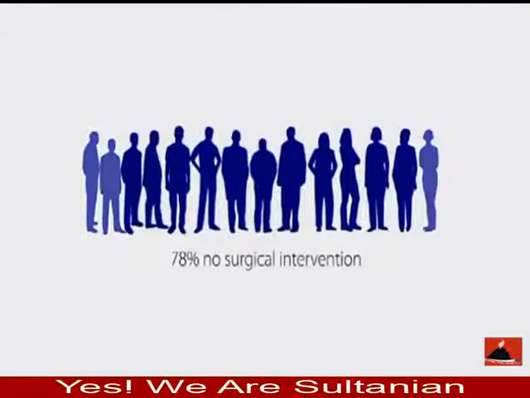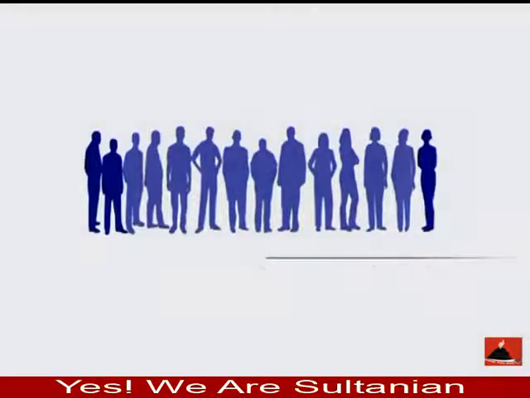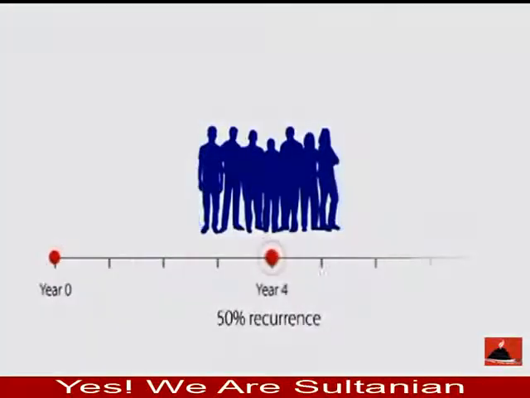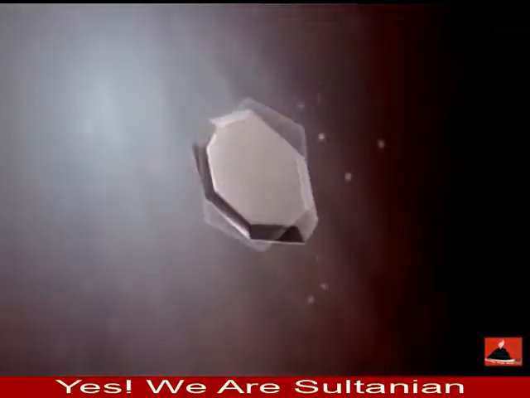Fortunately, in about 78% of these patients, stones will be expelled spontaneously. But stones that become lodged in the ureter may require lithotripsy or percutaneous or endoscopic removal. It's important to note that nearly half of all first-time stone formers will have another stone episode within the next 4 years. Recurrent stone formers are at even greater risk and may form a new stone every 2 or 3 years. But what actually causes crystals to form?